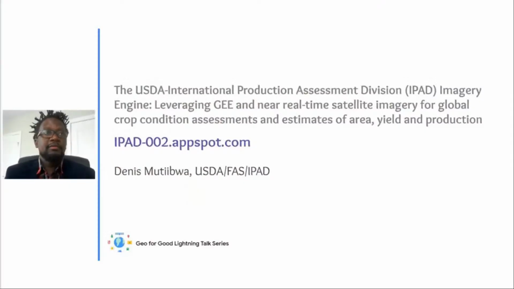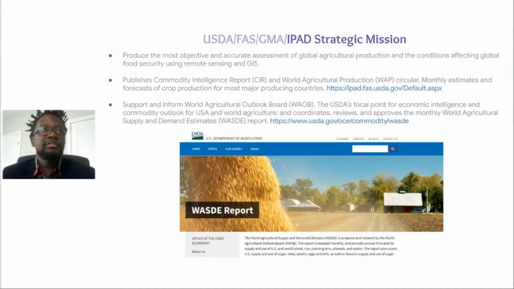Thank you. I'm Denis from USDA International Production Assessment Division, IPAD, and I'm going to share with you about a GEE application that we have developed to facilitate global agriculture monitoring. IPAD's mission is to use remote sensing to produce the most objective and accurate assessment of global agricultural production and the conditions affecting global food security. IPAD informs 3 USDA monthly reports on estimates and forecasts of production and on supply and demand.